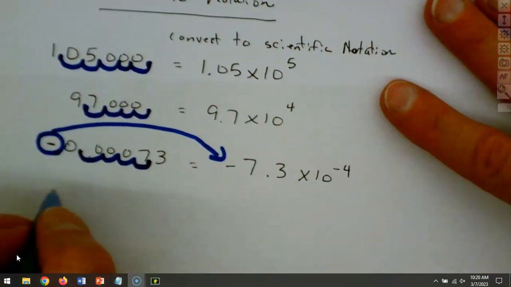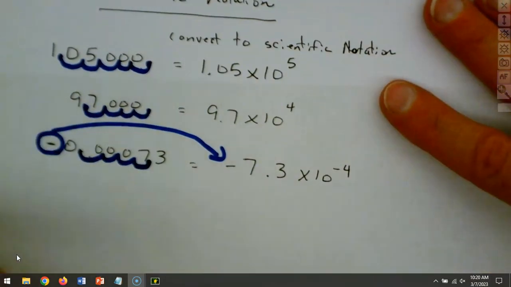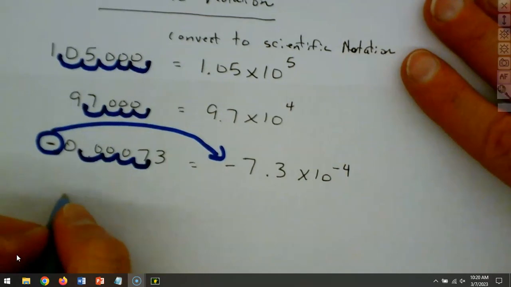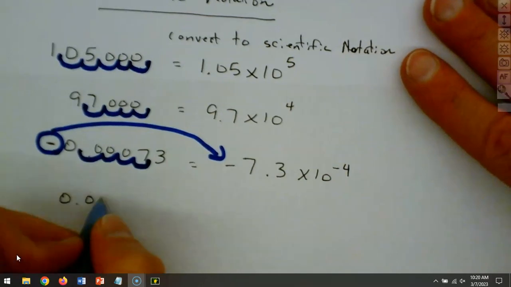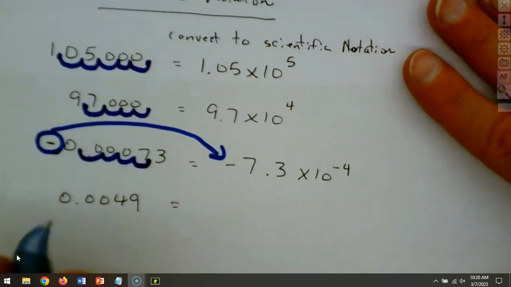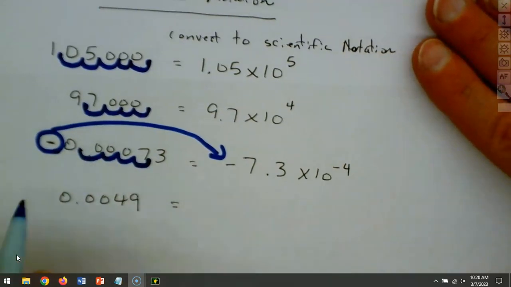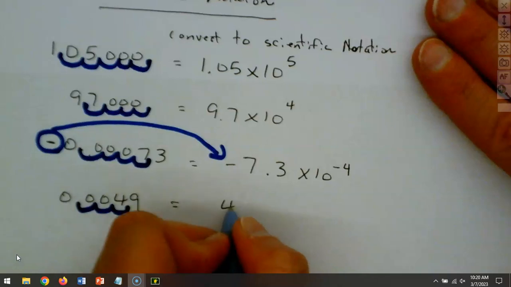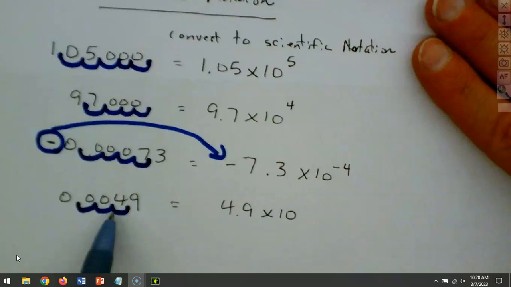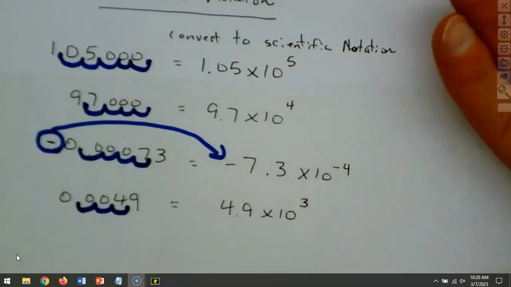Let's do one more decimal, and then we'll go the opposite. Then I'll give you something in scientific notation, and we'll convert it to standard. So how about 0.0049? What would that be in terms of scientific notation? You're going to have to move 1, 2, 3 places over. So that would then become 4.9 times 10. We're moving 1, 2, 3 places over to the negative third.